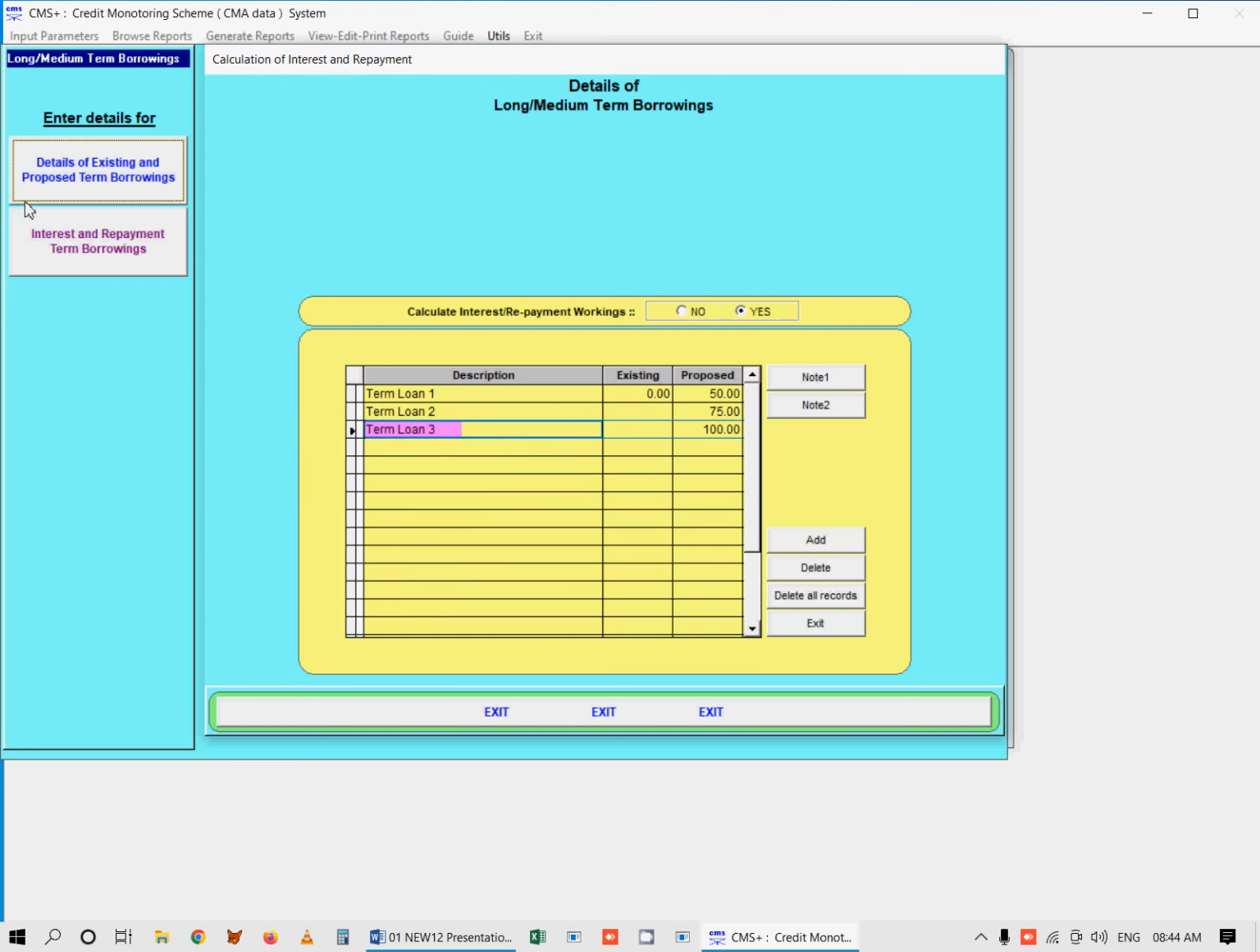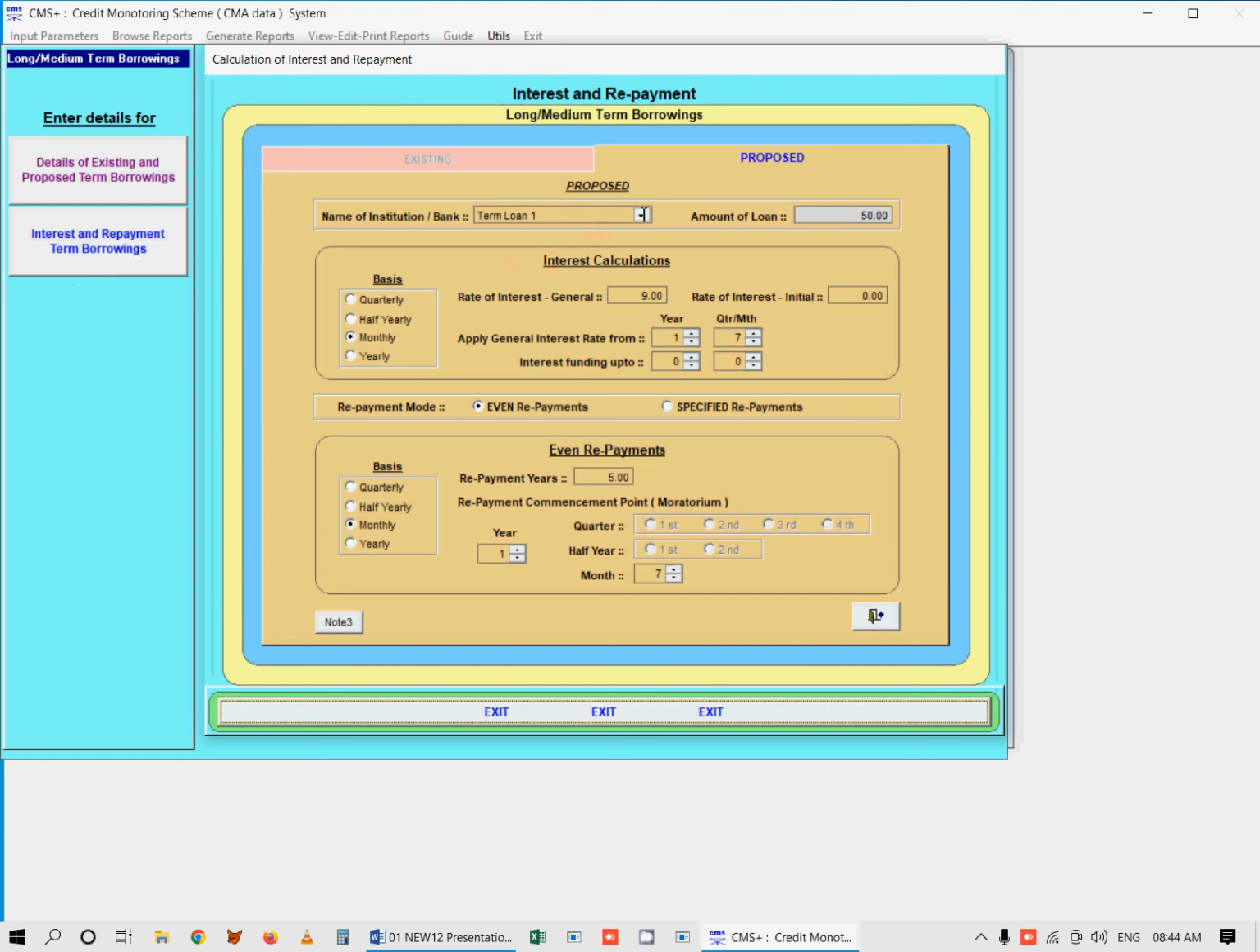As for stating of terms of borrowings, select the term loan from the drop-down box. State the basis of interest calculation as quarterly, half-yearly, monthly or yearly. Rate of interest as general and initial, providing for interest concession, interest waiver, differential interest, etc. Repayment choice as even repayment or specified repayments. As under even repayment, state the repayment period as the case may be, say 6 years. Repayment basis as quarterly, half-yearly, monthly, yearly.